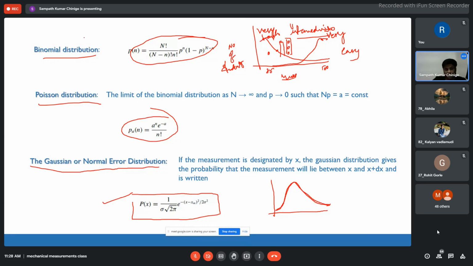All right. So now, there is this Gaussian distribution, which always says that there is a mean that comes over here at the center. The mean generally comes over here.